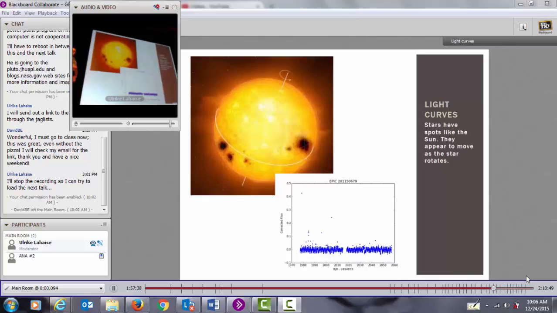This is an example of one of my light curves. The brightness level of these stars is going to change over time because they have star spots. And as the star rotates and these spots appear to come in and out of our field of view, the brightness level is going to change. The reason I care about this is because I care to get rotation periods.